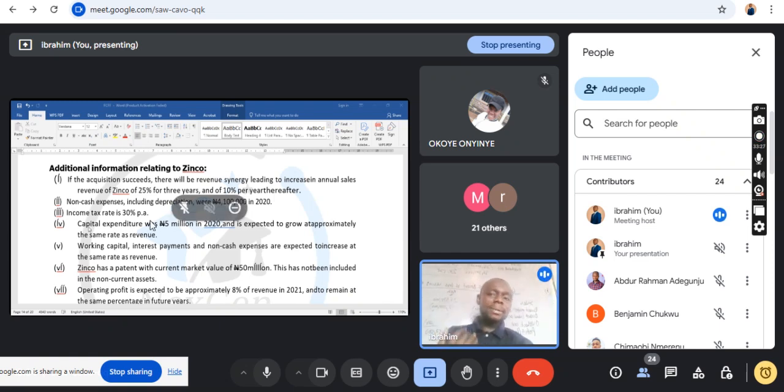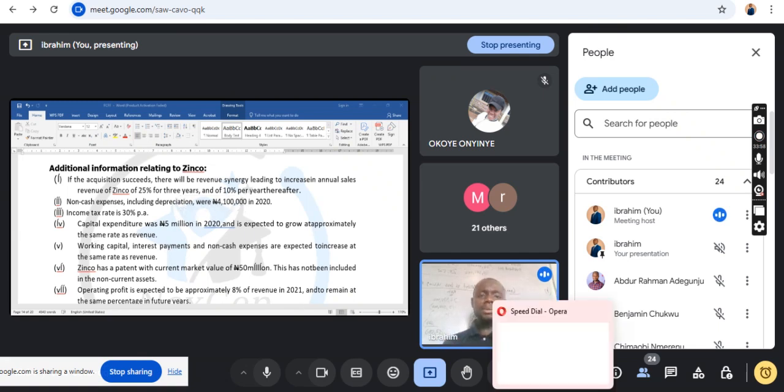Now, non-cash expenses. What are the non-cash expenses? Including depreciation, were 4,110,000 in 2020. Don't forget, the financial given to you is 2019 and 2020. Now they are telling you that the non-cash expenses, including depreciation, were 4,100,000 in 2020. Income tax is 30%, which means that their tax is 30%.